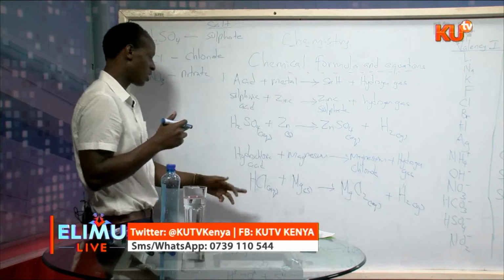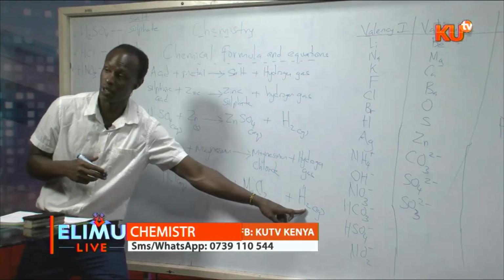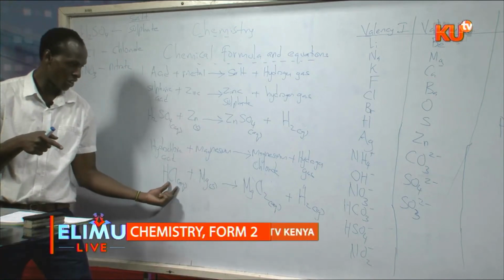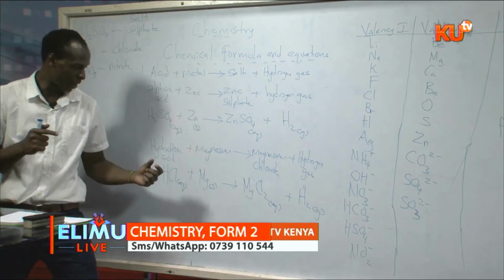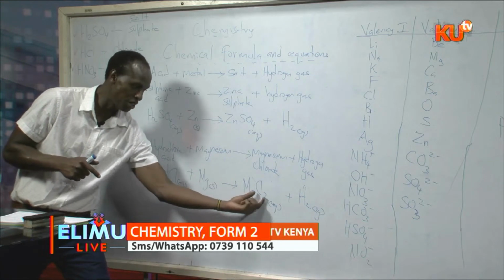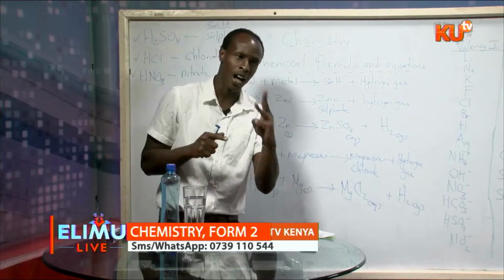So let me start with hydrogen. On this side, we have 1 hydrogen. The other side, we have 2 hydrogen. They are not balanced. Let's move to chlorine. 1 chlorine, 2 chlorine. Still chlorine are not balanced. Magnesium, 1 magnesium, 1 magnesium. This 2 is not for magnesium. This 2 is for chlorine. So magnesium are balanced. The only thing which is not balanced is hydrogen and chlorine.